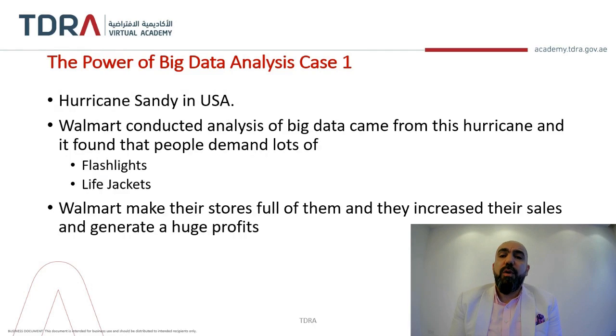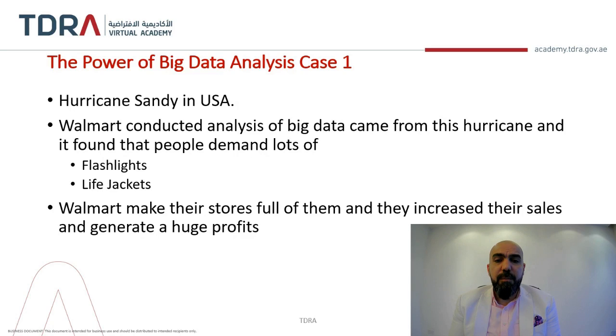Great. So take the case that happened with big data, Hurricane Sandy in the USA. Walmart started collecting big data on how the American people were behaving due to Hurricane Sandy. When they did statistics for that analysis, they found that people demanded flashlights and life jackets. Immediately, Walmart put a lot of flashlights and life jackets in their stores. Believe me, they generated a very huge profit that no business study or business case could even predict.